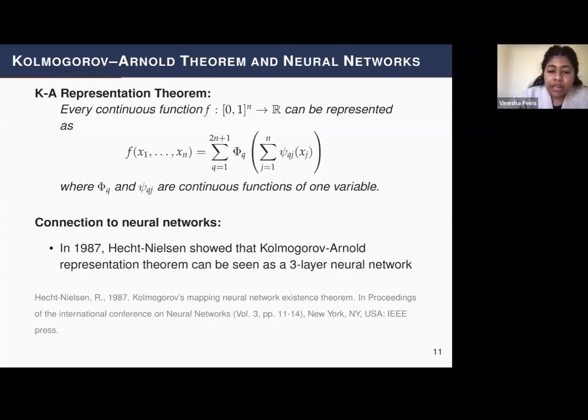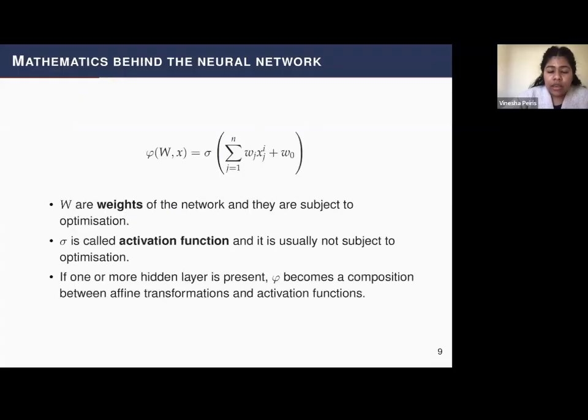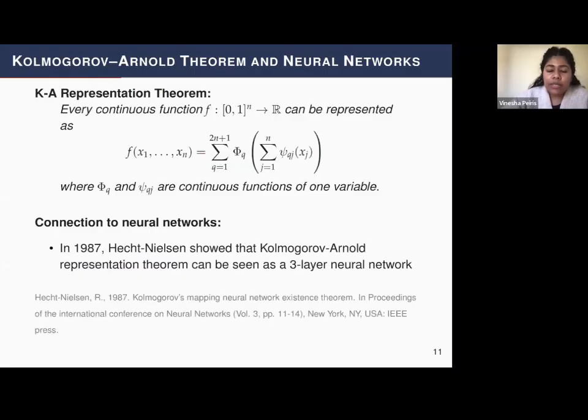And in 1987, Hecht-Nielsen showed that the Kolmogorov-Arnold representation theorem can be seen as a three-layer neural network. But the difference is, in a neural network architecture, we would compute the affine transformation first. So we introduce the linearity first. And then we introduce the activation function. So we take the compositions, and that's where we introduce the nonlinearity. But in the Kolmogorov-Arnold theorem, we actually introduce nonlinearity first, and then we introduce the linearity. So that's the only difference here.